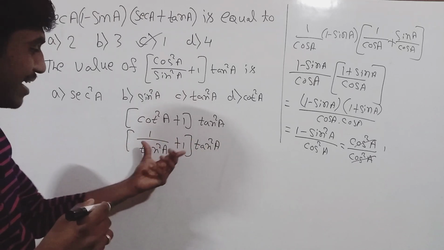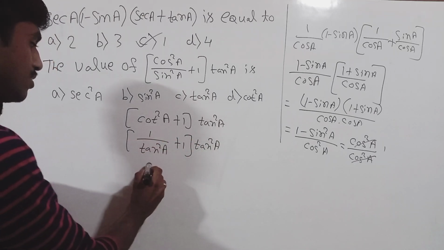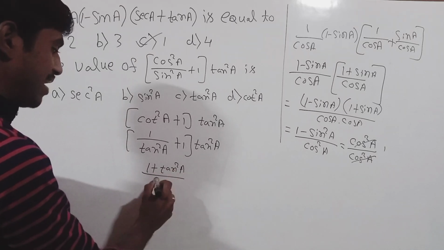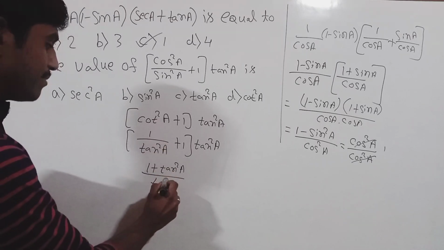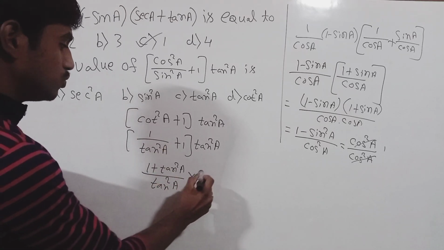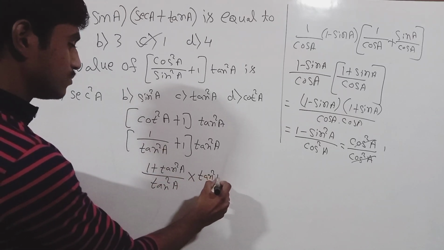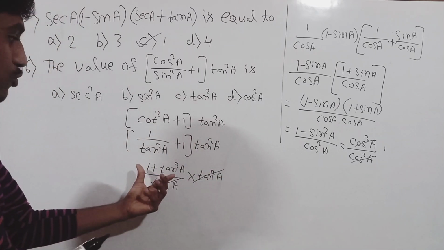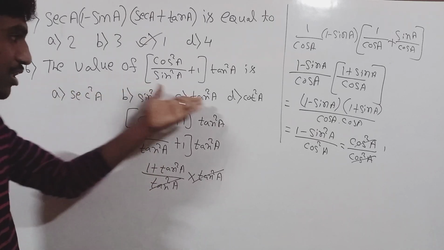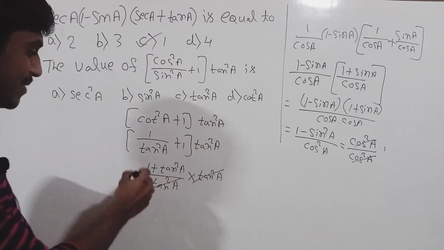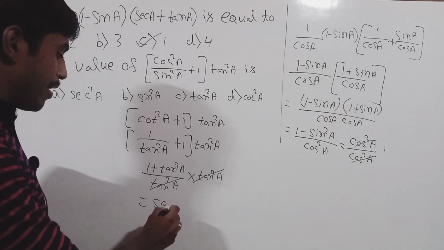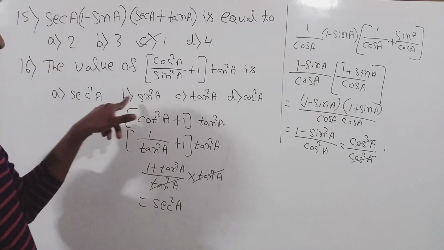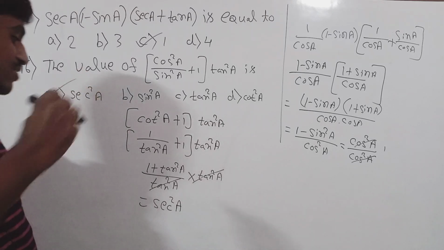Now here if you take LCM, tan square A plus 1, it is 1 plus tan square A divided by tan square A. I am just taking the LCM into tan square A. Now tan square A gets cancelled here. So 1 plus tan square A is the answer. But there is no option called 1 plus tan square A. But we know that 1 plus tan square A is secant square A from the identity. So the answer is option A, which is secant square A.